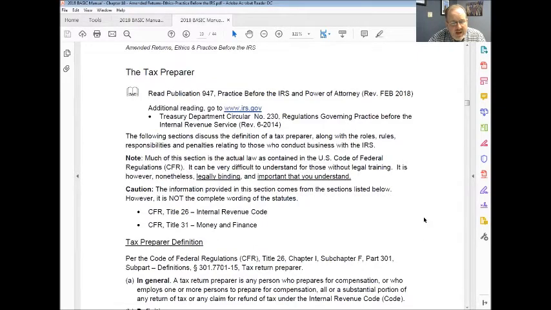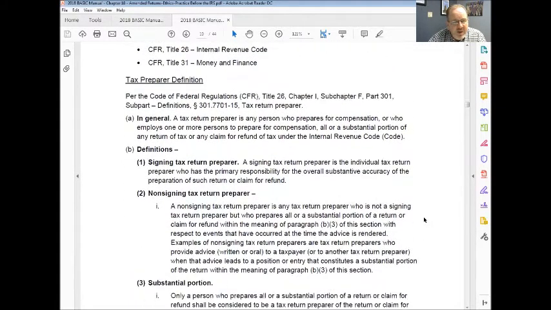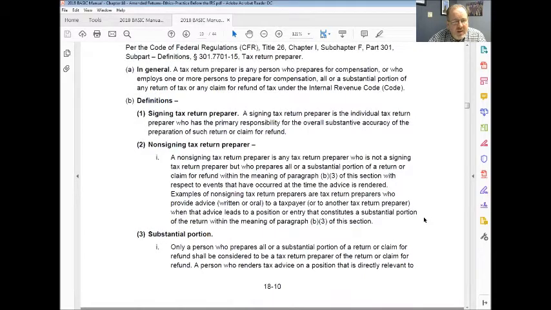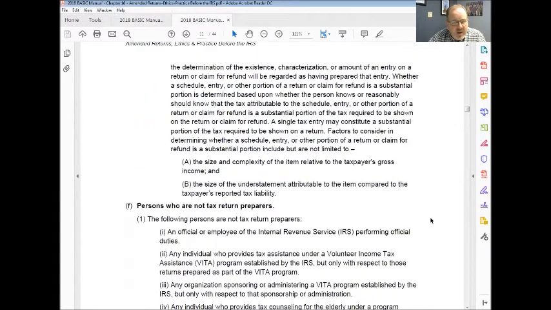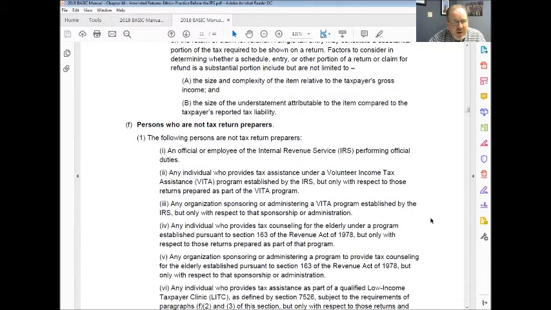As far as the tax preparer, you basically are the one that is signing the tax return as a tax preparer. Your name will be on the bottom. Again, Esther is the third party.